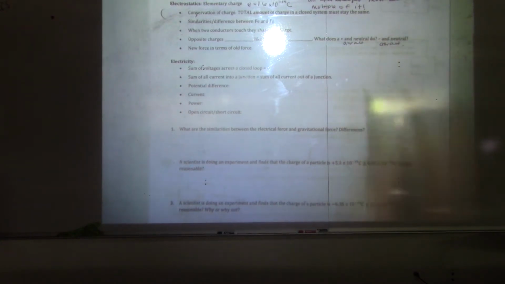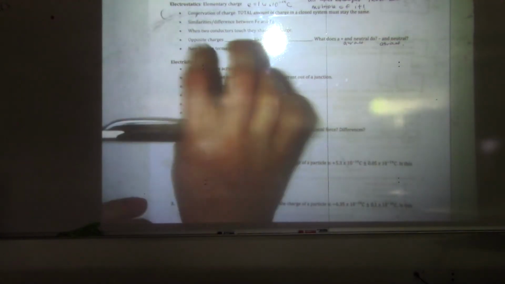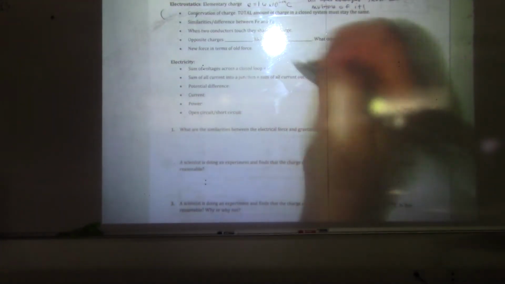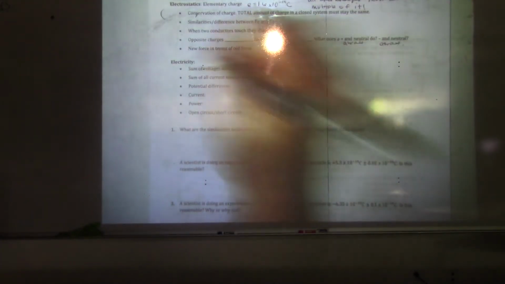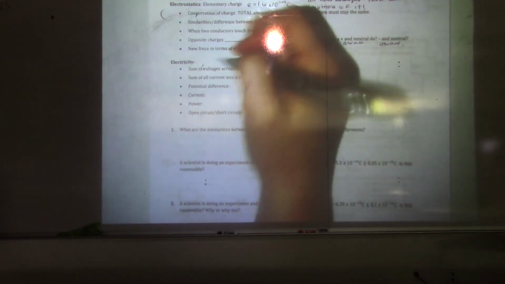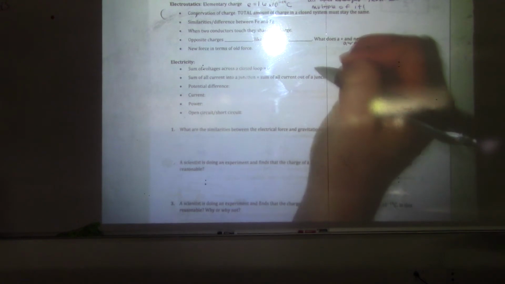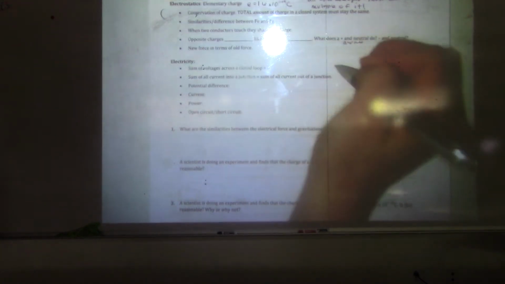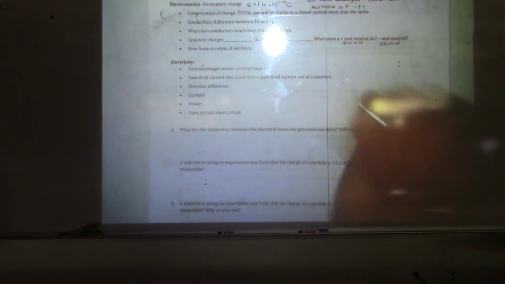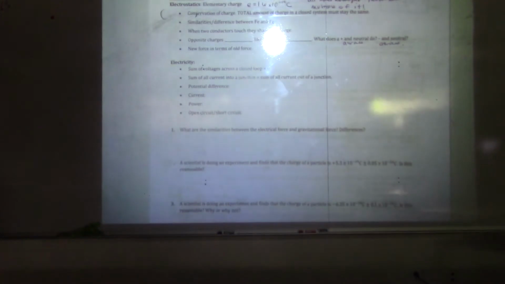You get questions a lot that'll ask for a new force in terms of the old force. Well, you can just find the 2 and then just do new over old, and that will give you the factor difference between them. For electricity, in one closed loop, the sum of the voltages should be 0. So that's like a positive voltage from the battery minus all the drops. So you can think about it as all the drops add up to the positive voltage of the battery. Or you could say the battery minus all the drops give you 0, which is what this rule means.